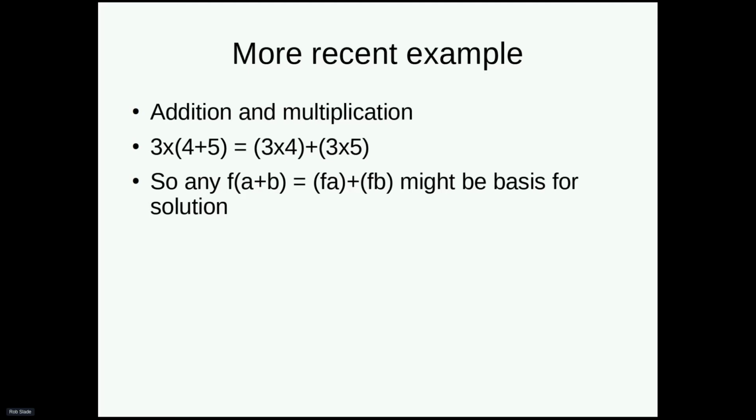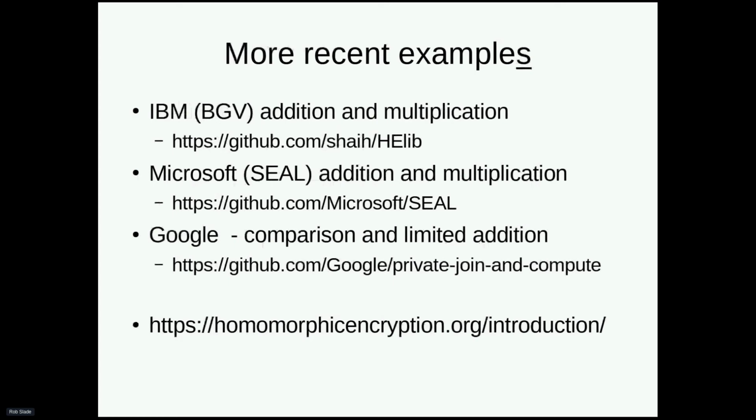that will allow you addition and multiplication. And IBM has worked on this, and they have a system, BGV, that is addition and multiplication. Microsoft has SEAL, again, addition and multiplication. Google has done something a little bit different, comparison and limited addition with private join and compute.